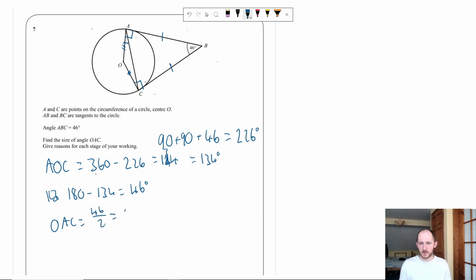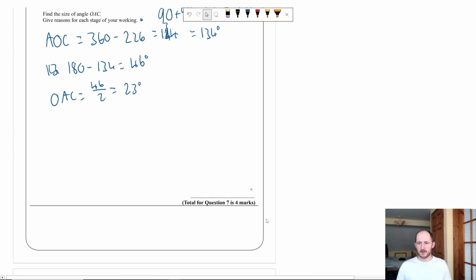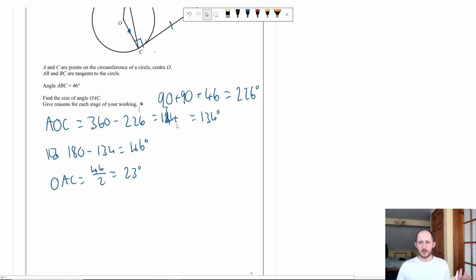And again, this is one of those questions, if you look at the last line here, it says give reasons for each stage of your working out. So for this one, you'd say, angles in a quadrilateral add up to 360, angles in a triangle add up to 180, base angles of an isosceles triangle are equal. And that's 4 marks, so you do get marks for the reasons, essentially. So keep that in mind.